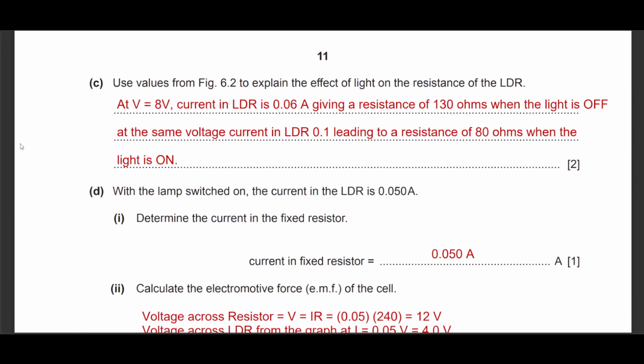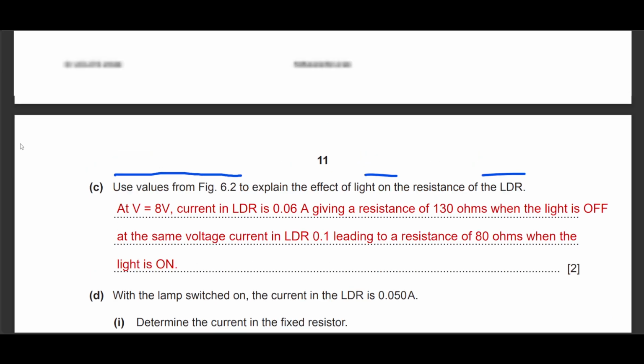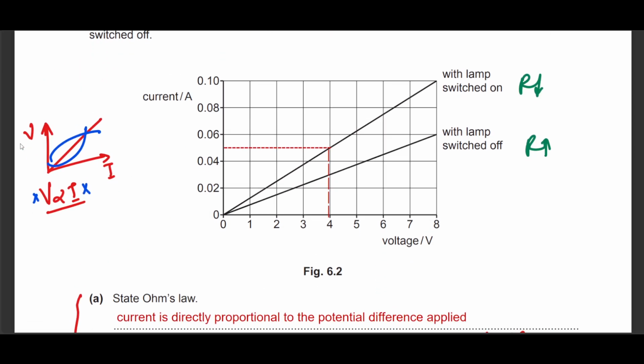Okay, use values. Now this statement is important. You have to pick values from the graph to explain or at least give a conclusion to your argument about the effect of light on the resistance of the LDR. So a good idea would be to choose a single point. What I have done is selected 8 volts as my argument because I can pinpoint and pick out exactly what values I'm going to use to find the resistance. I could have selected 3, I could have selected 2, I could have selected 1. That is fine, but the gap between the values is too small to predict what values they may be.